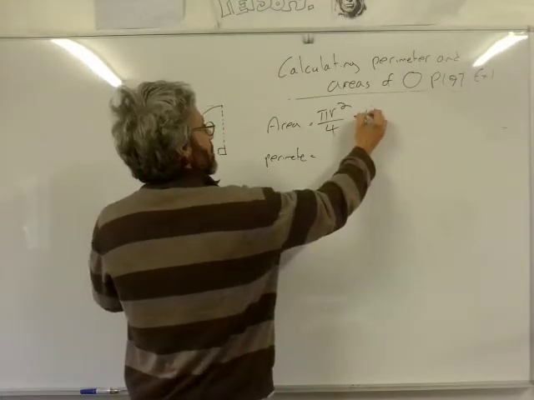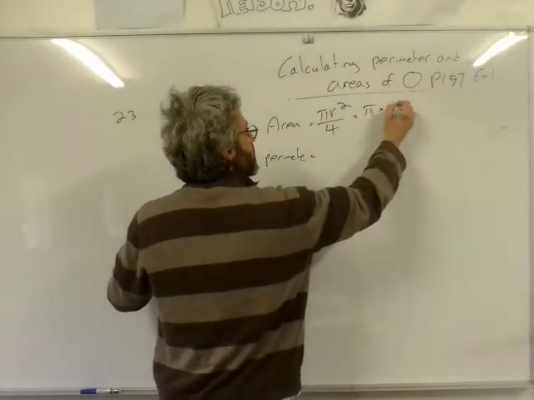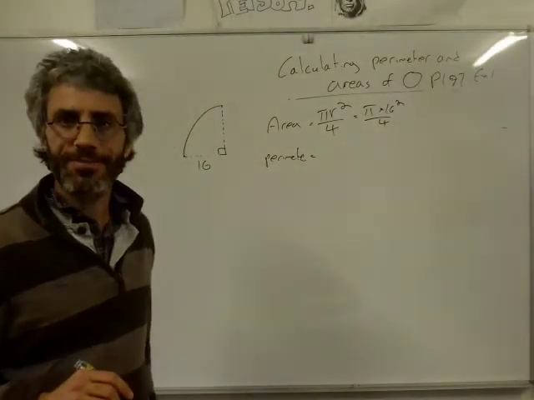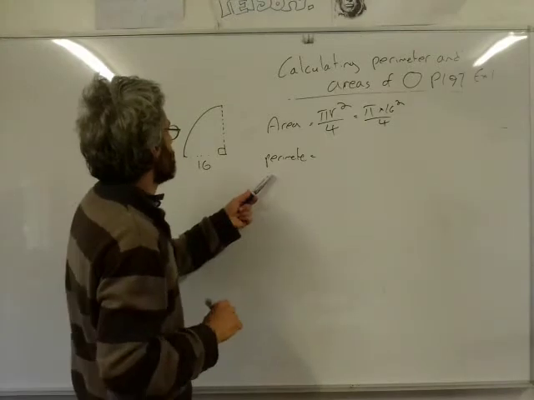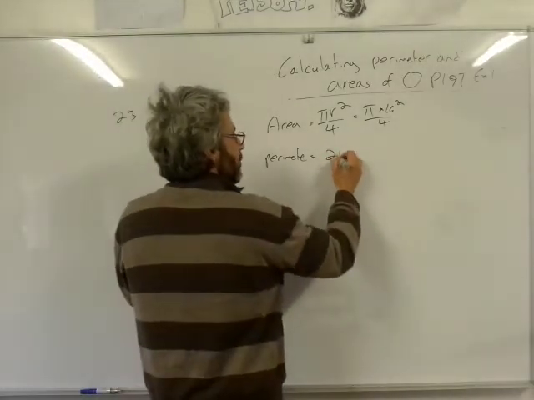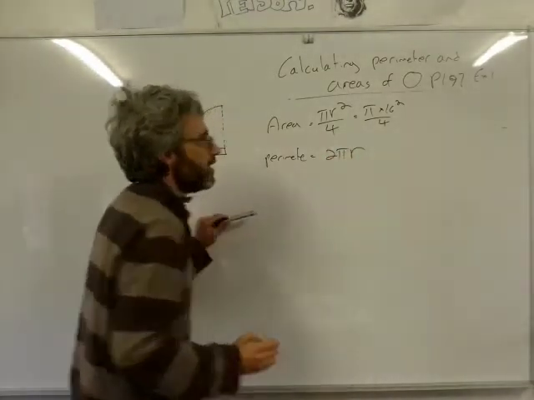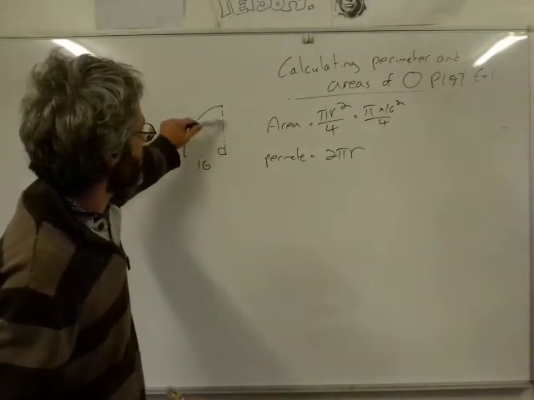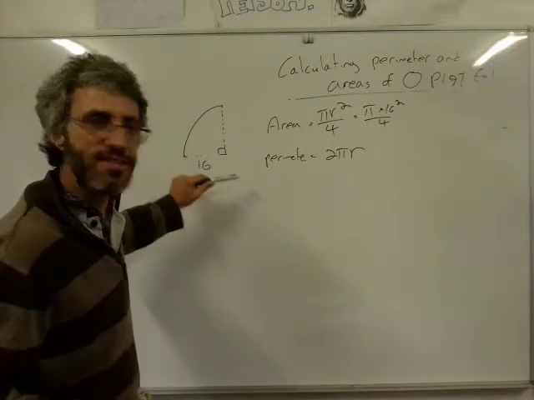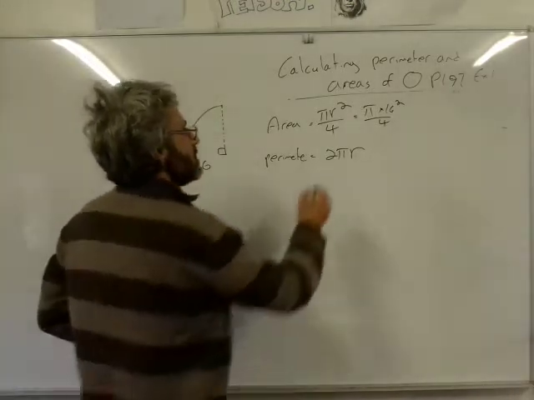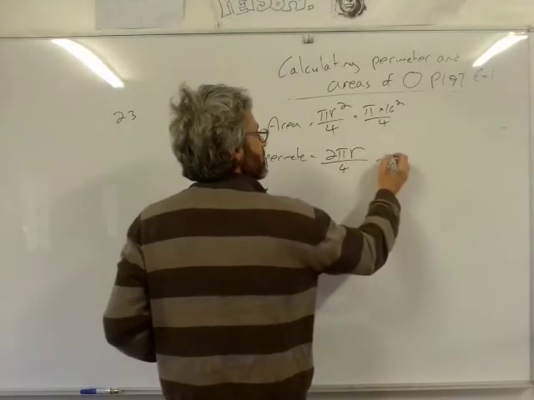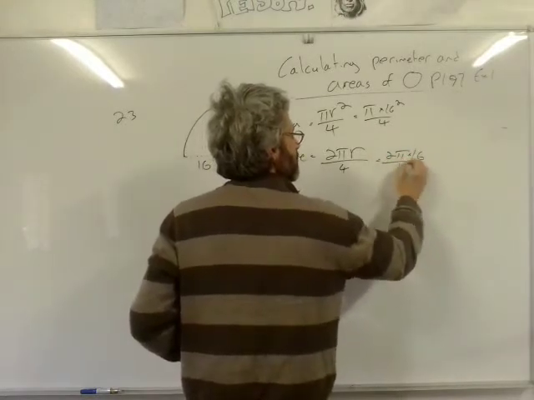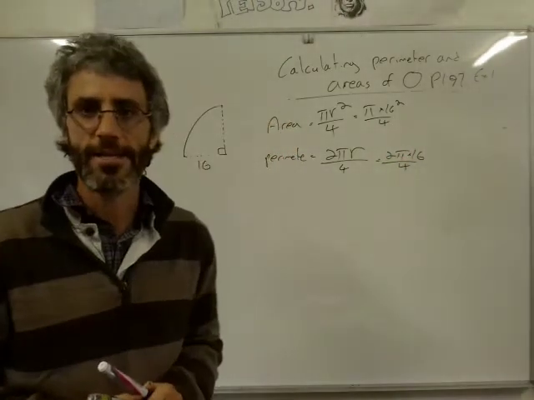So in this case, it's going to be pi times 16 squared divided by 4. Again, I'll let you do that in your calculator. What will be the perimeter? Well, what's the perimeter of a circle? It's 2 pi r. But we only have a quarter of a circle, and noticing that this is a dotted line, we're not building a fence here. We're only building a fence here. So we're going to divide that by 4 again. That's going to be 2 pi times 16 divided by 4. I'll let you do that in your calculator.